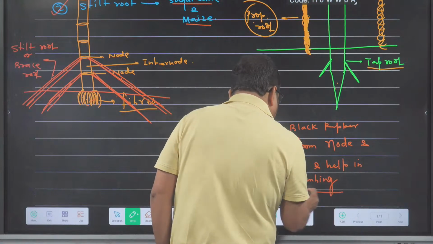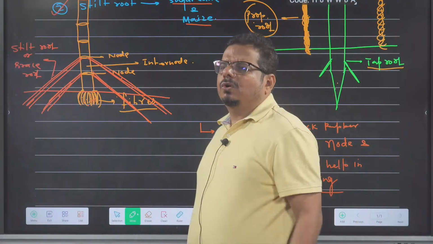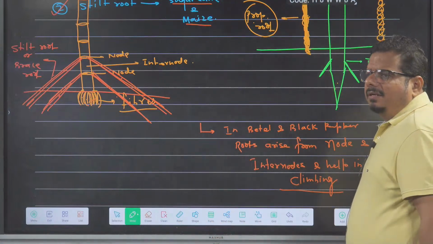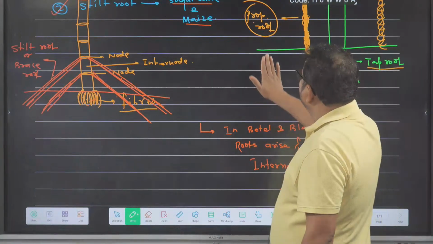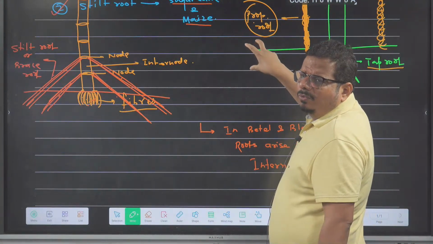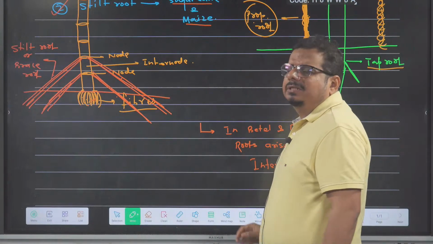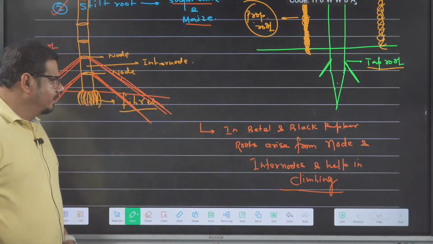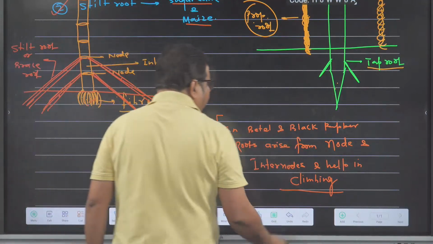See, in beetle and black pepper, the stems are not too strong. So what happens? Suppose some plants are there, suppose some wall is there. So they creep on the wall. And from the node and internode, what is arising? Roots are arising and they stick on the surface and help them in which one? Help them in climbing. So this is also mechanical support work.